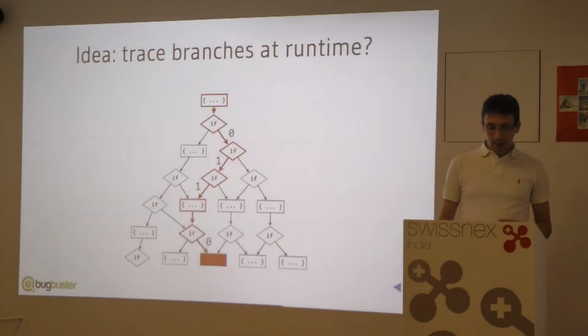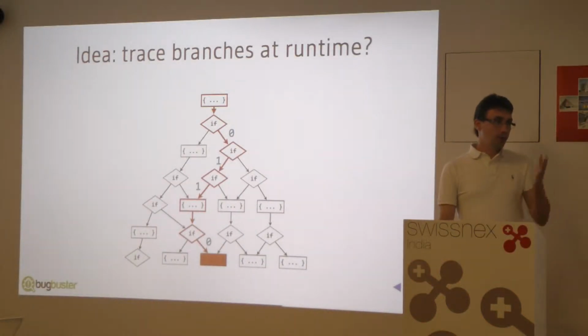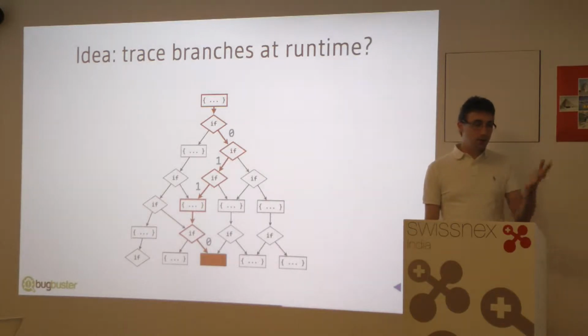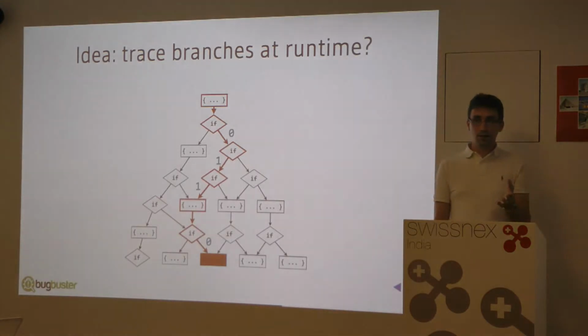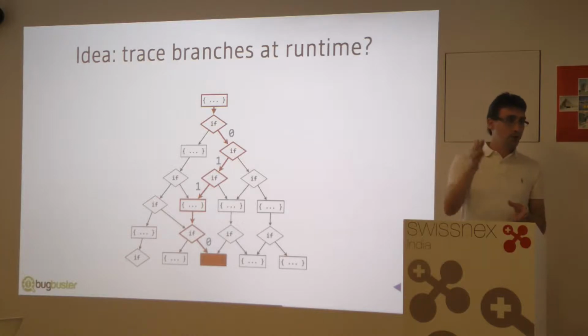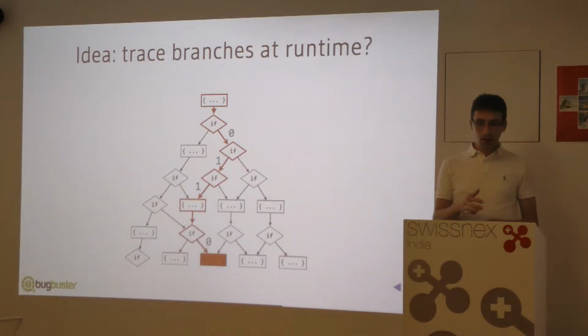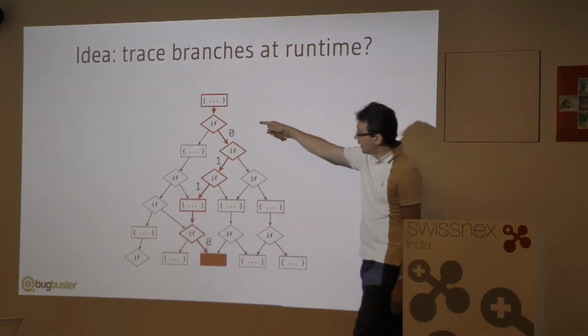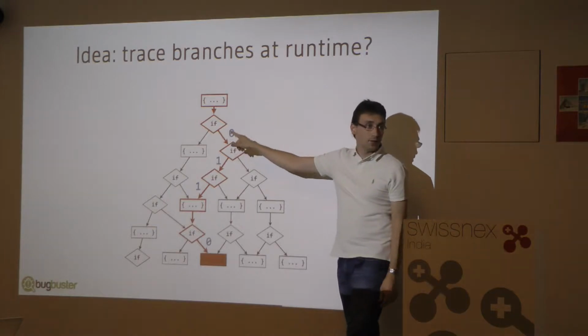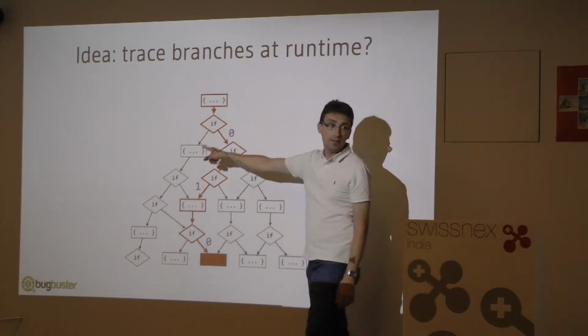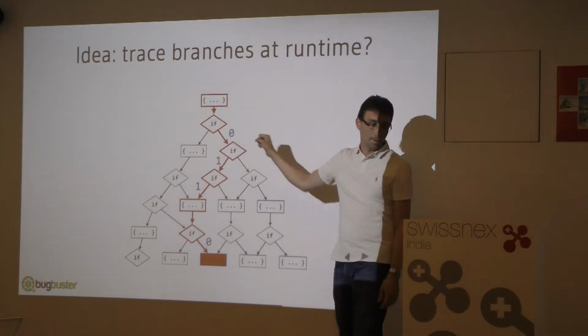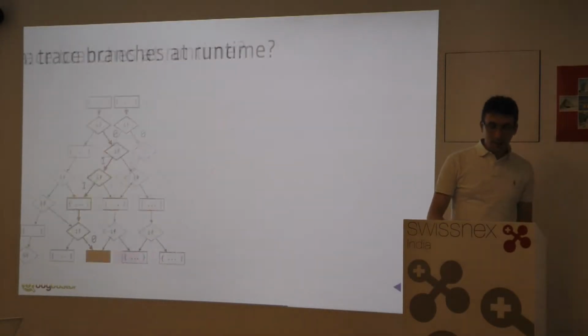Now, here's an idea. What if we could, when we're running a test, record the path it takes, and then basically, if my test here is taking that side of the if statement, then I'm going to say, no, I want to take the other side of the if statement, see what happens. So that's exactly what we're doing.